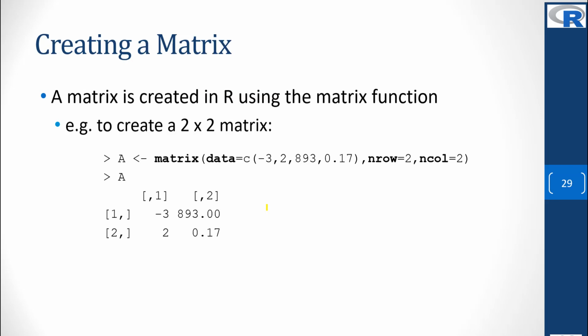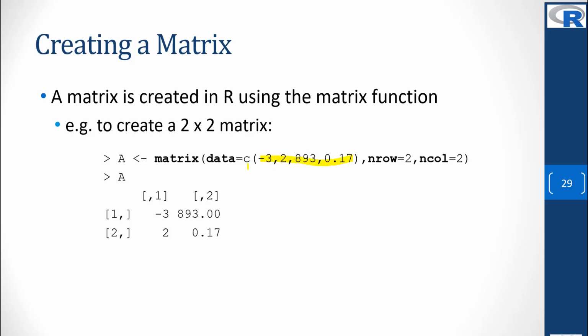To create a matrix in R, we use the matrix function. We specify matrix and then our data. Now you notice we're creating a two-dimensional object using a one-dimensional vector here. Data equals combine of these values.